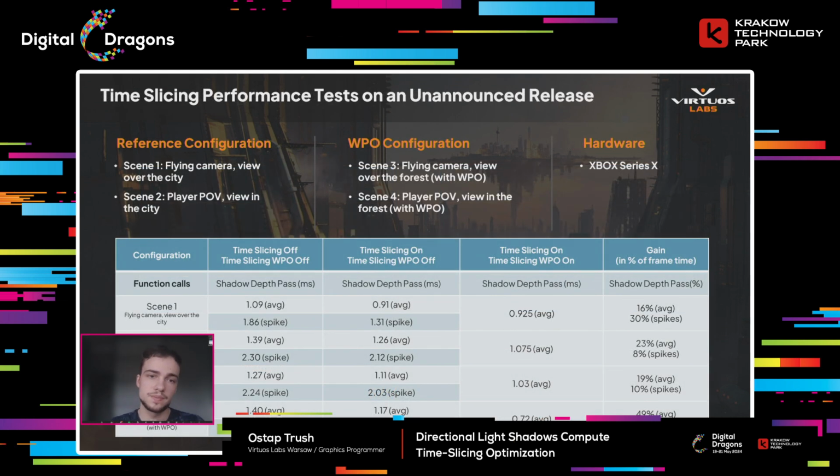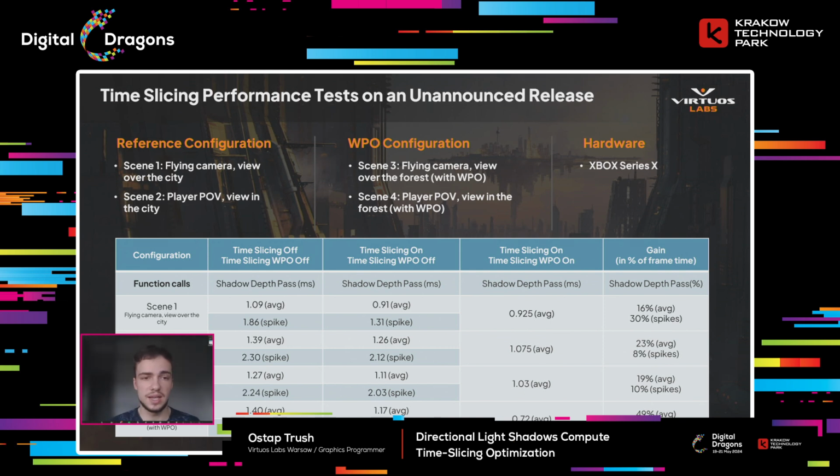Next slide, please. And now let's review the time slicing gains on an unannounced AAA release. Generally, we have 4 scenes for such a test. The first scene is a flying camera that has a view over the city.